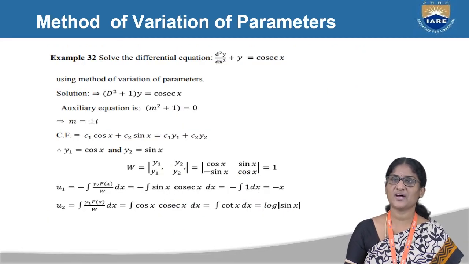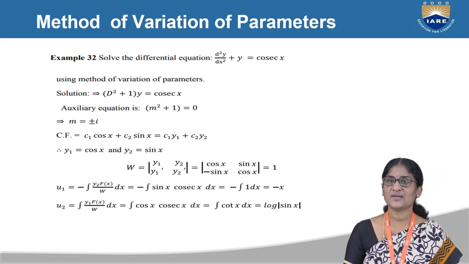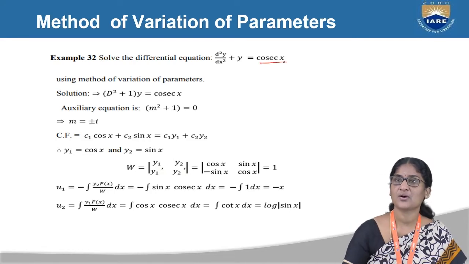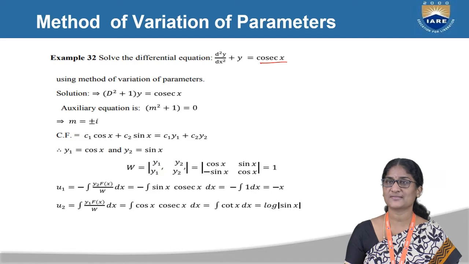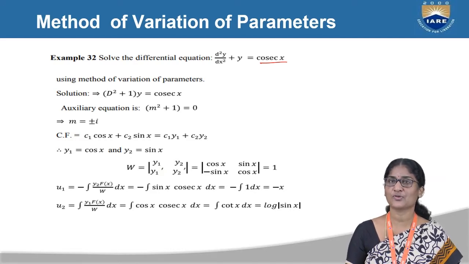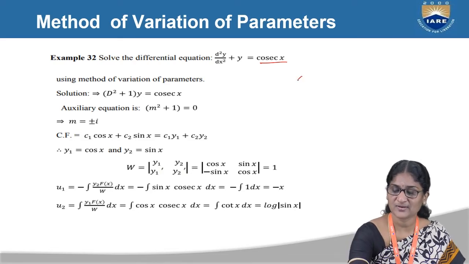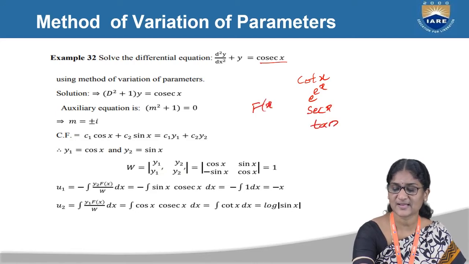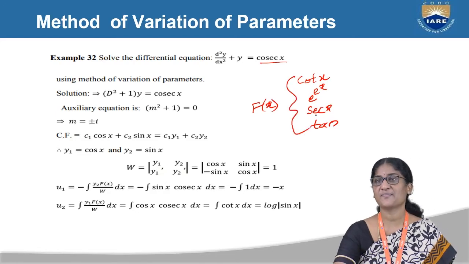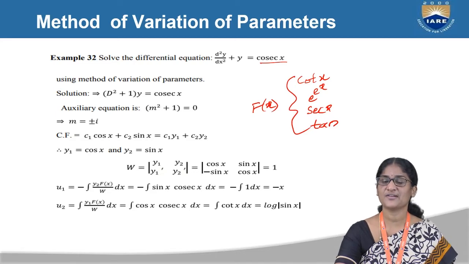Solve the differential equation d square y by dx square plus y is equal to cosecant x. I'll repeat, solve d square y by dx square plus y is equal to cosecant x using the method of variation of parameters. You can identify that here the f of x value is cosecant x. The best method of finding solutions when you have cosecant x, cot x, tan x, secant x or e power x, and so on, is the variation of parameters. If f of x bears this type of function, then this method is the best for finding the solution of higher order differential equations.